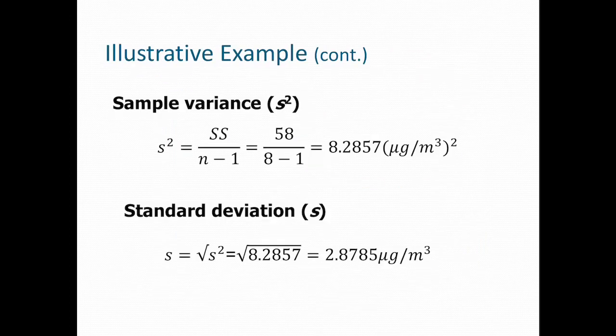Then we take our sum of squares, which is 58, and put it into our formula, over n minus 1. n here is 8, and minus 1 would be 7, so it would be 58 divided by 7, which is equal to 8.2857.